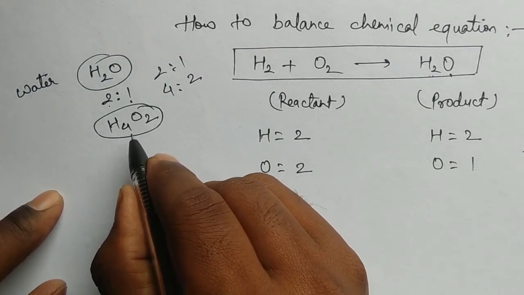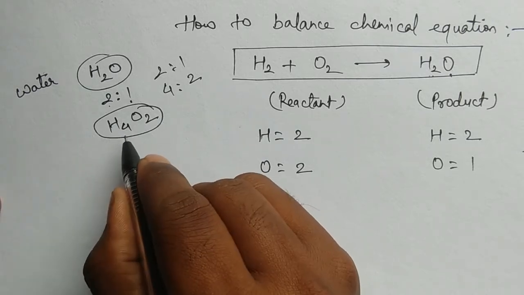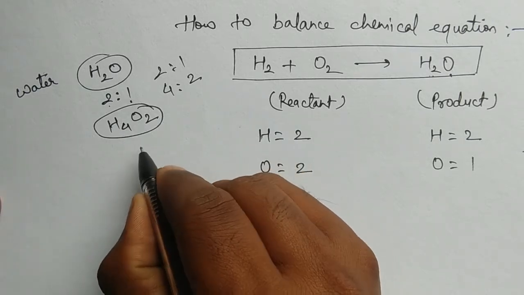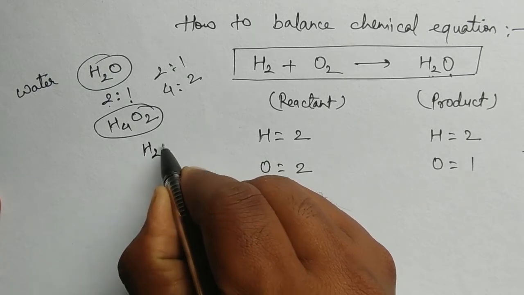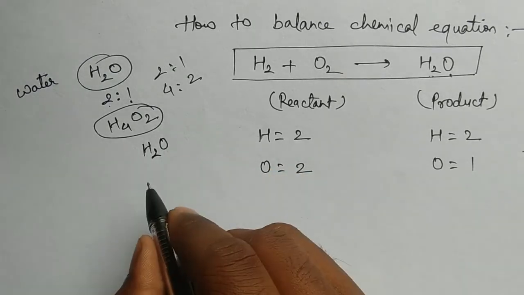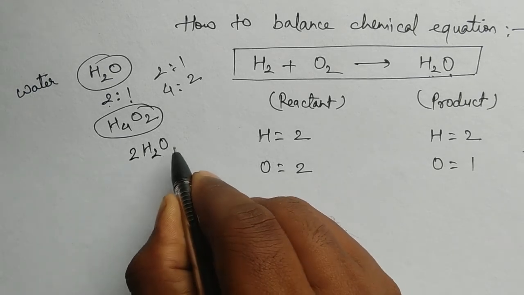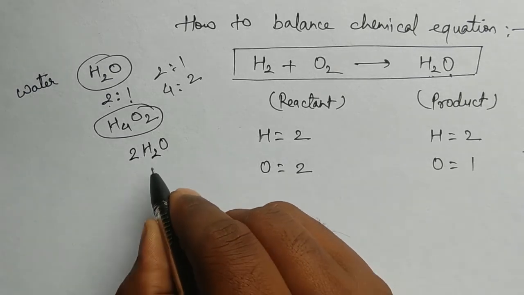We cannot change the compound formula for water like this. We always write water in the form of H2O. Then what will we do? Therefore we have to write 2H2O. Okay, what does it mean?